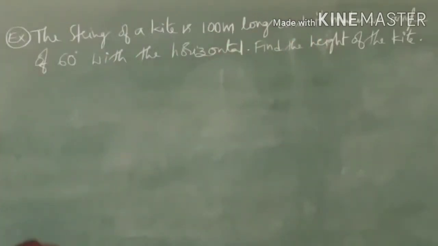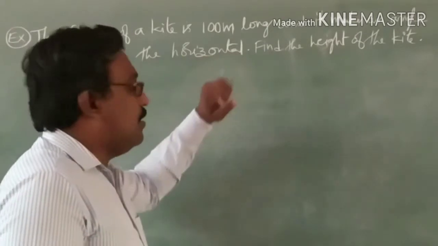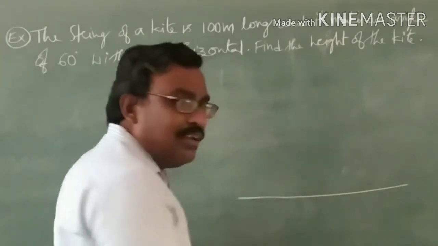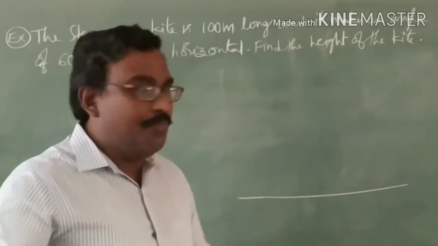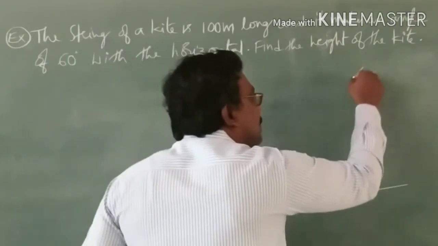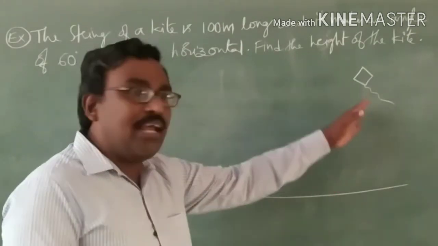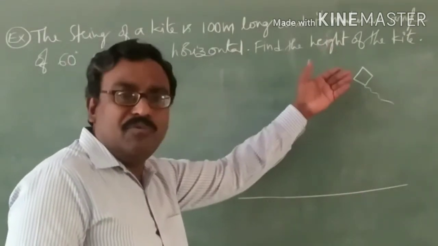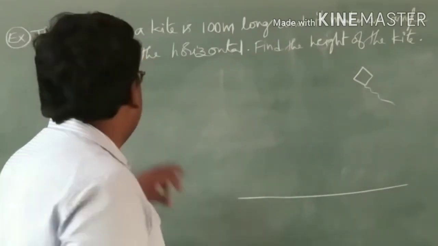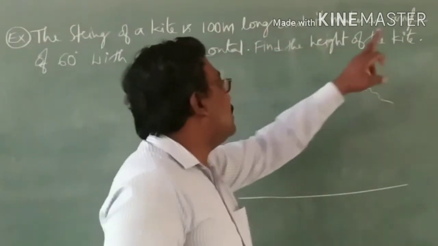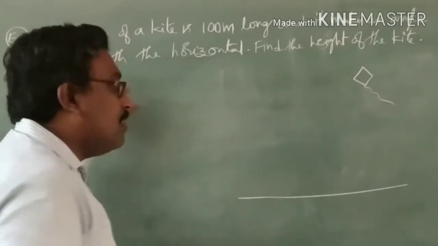Okay, look at the question. The string of a kite is 100 meters long and it makes an angle of 60 degrees with the horizontal. Horizontal is nothing but the ground or a floor. Now, a kite is there, flying at a certain height above the horizon. The string of the kite is 100 meters long and it makes an angle of 60 degrees with the horizon.